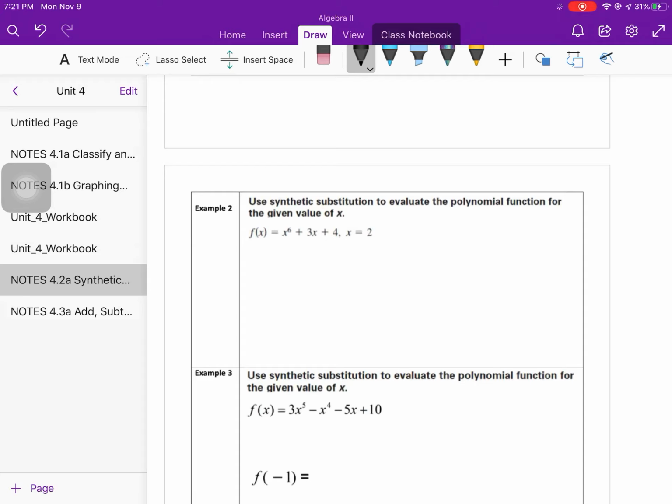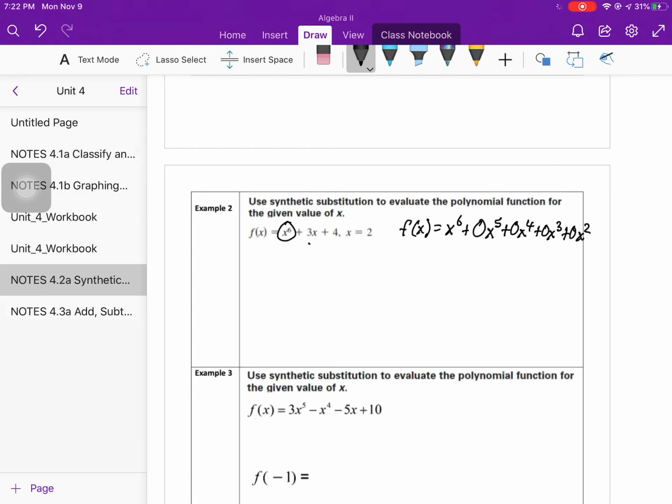Remember, we want them in descending order, but the problem is we're starting with x to the 6th. So there's actually a lot of terms in between that we need to list. Even though we don't have an x to the 5th or an x to the 4th, we still have to list a coefficient for those numbers. So if I were to rewrite it, we still start with x to the 6th, but everything that goes down, so 6, 5, 4, 3, everything in between, we're going to just put a 0 if we don't see it. So x to the 6th, 0x to the 5th, 0x to the 4th, 0x to the 3rd, 0x squared.